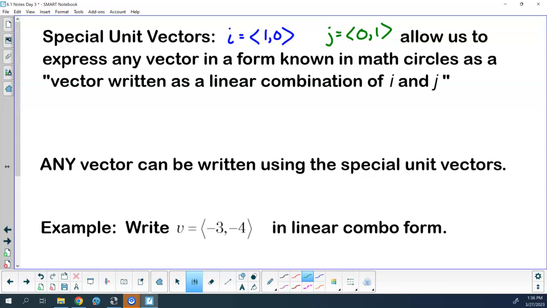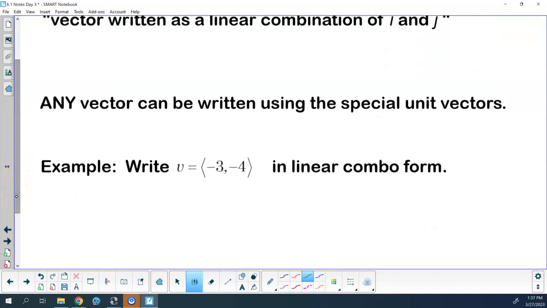They allow us to express any vector in a form known in math circles as a vector written in a linear combination of i and j. Okay? So if we take that same vector v that we just had in linear combination form, vector v here would be equal to negative 3i minus 4j.